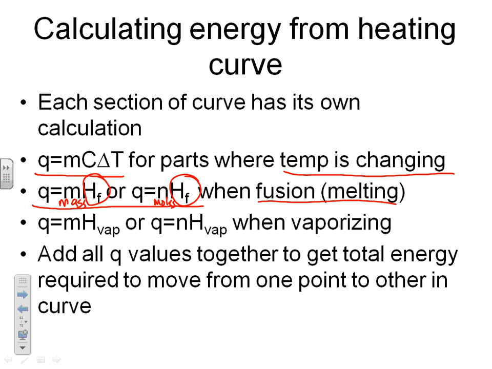And likewise, we're going to use Q equals mHV or Q equals nHV when we're undergoing the boiling phase change, when we're turning the liquid into the gas. And in order to find the total amount of energy that happened in the process, all you have to do is add all your Q values together, and then that's it.